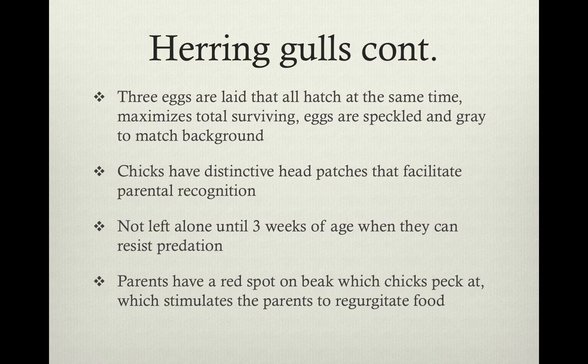Herring gulls lay 3 eggs. These are laid so they all hatch synchronously at the same time. This maximizes the total surviving offspring. The eggs are speckled and gray to match the background. Well, why don't herring gulls lay 4 eggs?